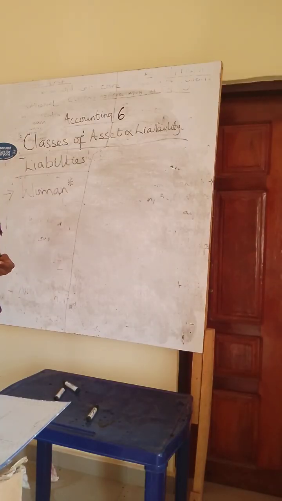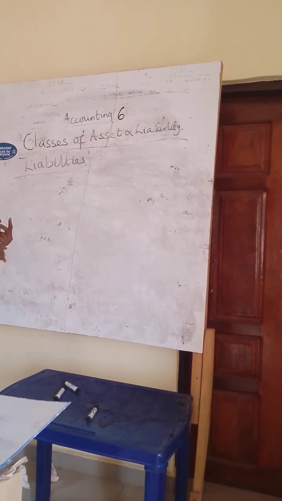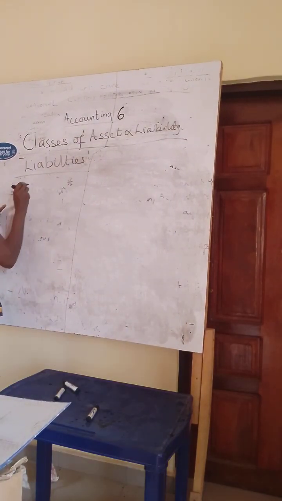There was a transaction that occurred in the past. It can be last week. It did not occur today. It occurred in the past. Anything that falls within this characteristic is a liability. So a liability is an obligation, a responsibility due.